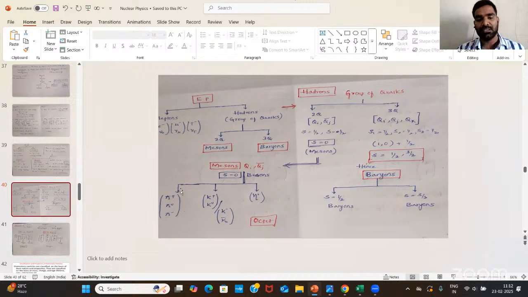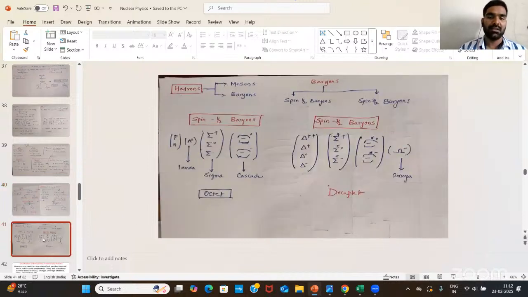Pi plus, pi naught, pi minus are the three. K plus, K naught, K minus, K naught bar are the four. Three plus four is seven, and the eighth one is eta naught. So the whole sum is eight, an octet. Okay. So baryons are spin half and spin 3 by 2 baryons. What are baryons? Let's see. Mesons have spin 0, with 8 elementary particles, that is the pi group, K group, and eta group. Okay, let's see the baryons.